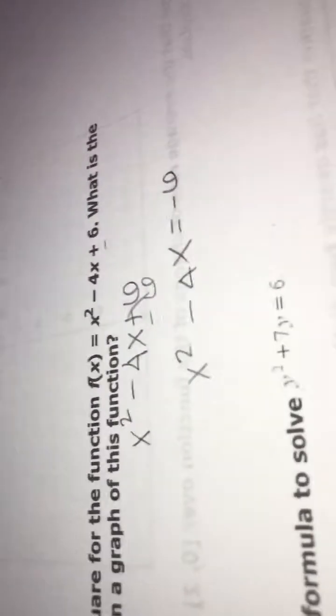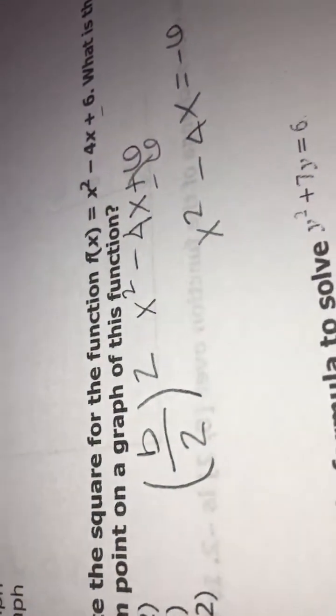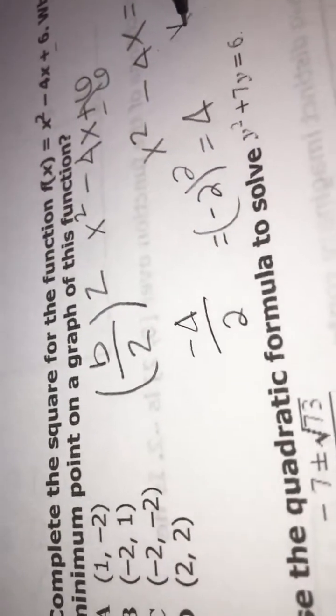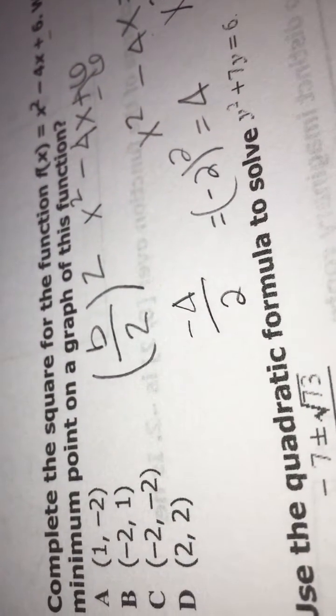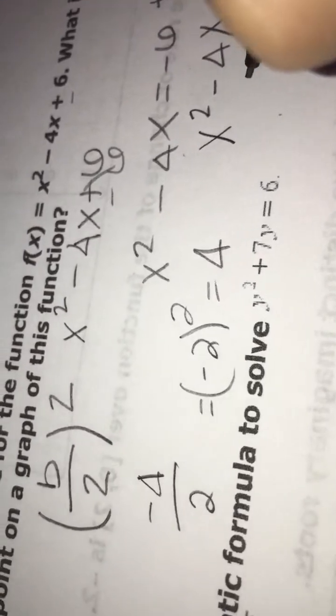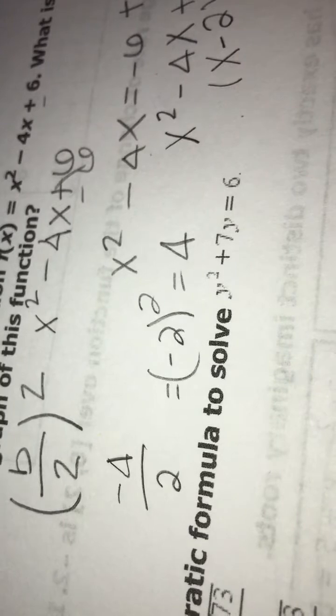Now you want to create a new term to replace the 6 that was on this side. So to do that, you're going to have to use the formula b over 2 squared. Okay, so b would be negative 4 divided by 2 equals negative 2, and 2 squared equals 4. So this gives us x squared minus 4x plus 4 equals, and negative 6 plus 4 equals negative 2. So I'm going to write x minus 2 squared equals negative 2.